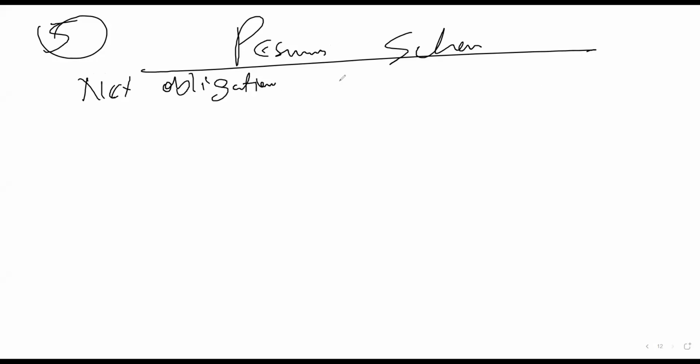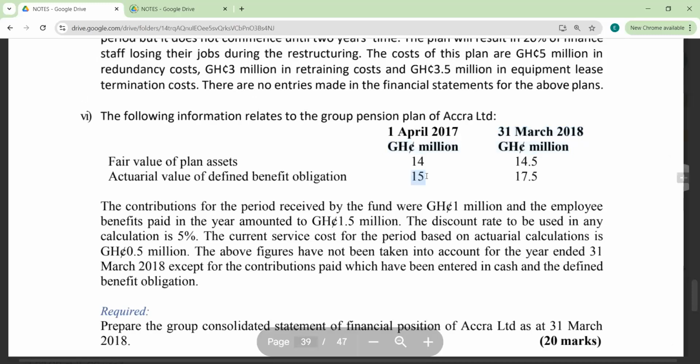Net obligation. Brought down. Please give me the open balance. That's 1. 15 minus what? 14. Good, that's 1.